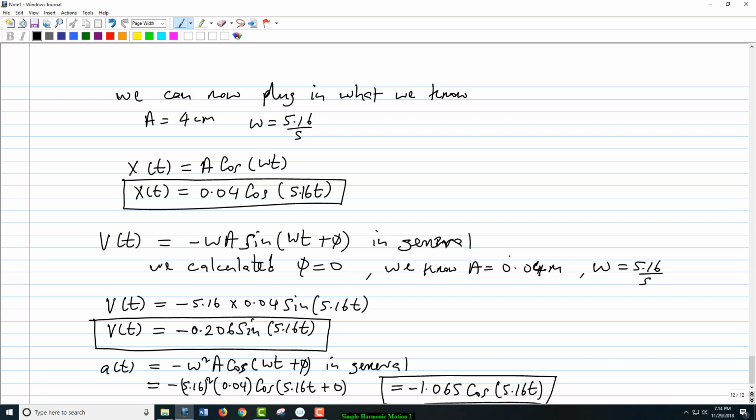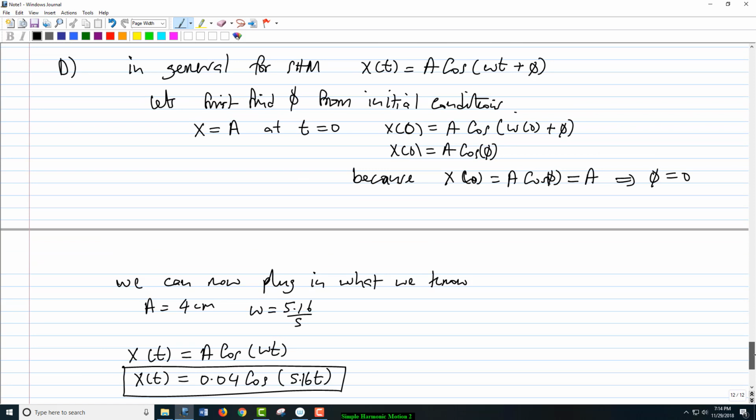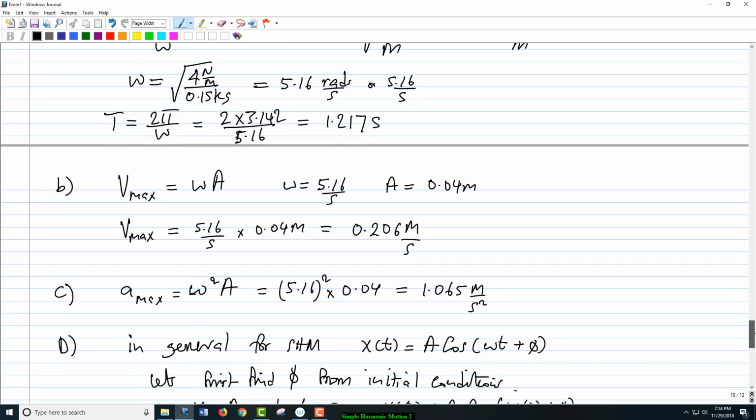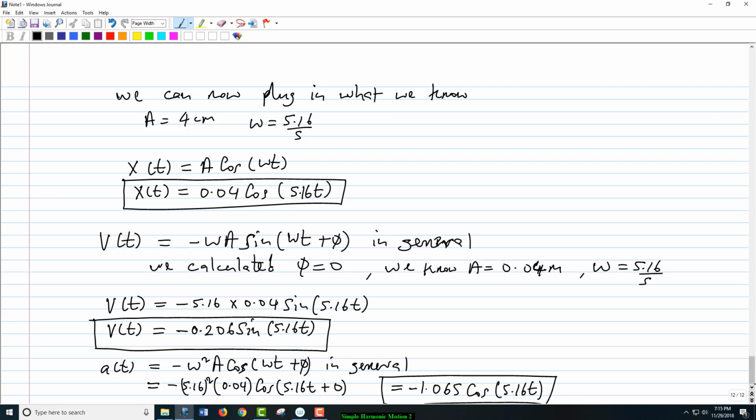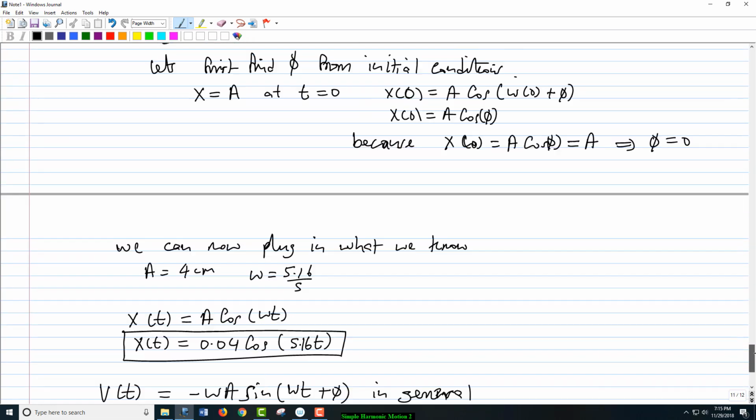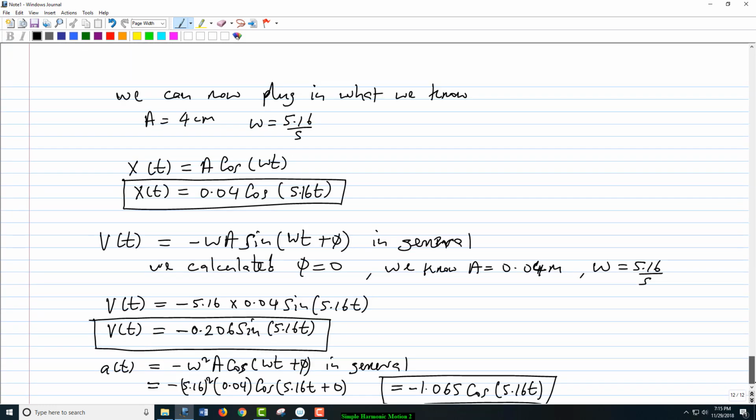Notice that the maximum acceleration, the amplitude 1.065, is our A max, and our maximum velocity V max was found to be 0.206, and that is our amplitude for the expression that we have for v of t. And our maximum amplitude for displacement is 4 centimeters, which we have in these functions also. So we've completed our example. So this is the end of our lecture for today. We shall continue next time with the energy of a simple harmonic oscillator.